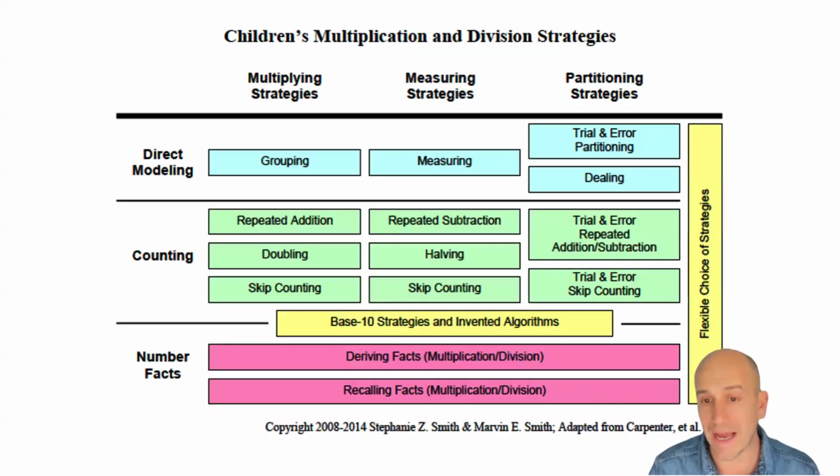So let me just preview the last page here. It's very similar to the document that we were just looking at, but it's associated just with multiplication and division. So if you look on the left-hand column, there's a multiplying strategies column, right? And then in each area, direct modeling, counting, base 10 strategies, and then number facts, you'll see that you increase in sophistication as you go down, but they're related to multiplication. So grouping, repeated addition, doubling, skip counting, etc., those are related to multiplication. Whereas measuring strategies are related to measurement division, and partitioning strategies are related to partitive division.